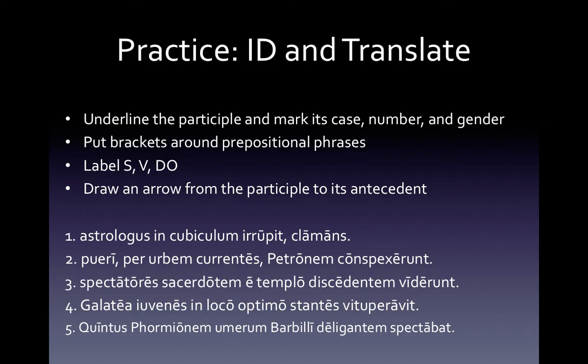Okay, so now I need you to practice identifying and translating some sentences. Copy down these 5 sentences, underline all the participles, mark its case, number, and gender, put brackets around any prepositional phrases, label all of the subjects, the verbs, and the direct objects. And once you've done that, then go back and draw an arrow from the participle to its antecedent. Go ahead and pause the video and do that right now.